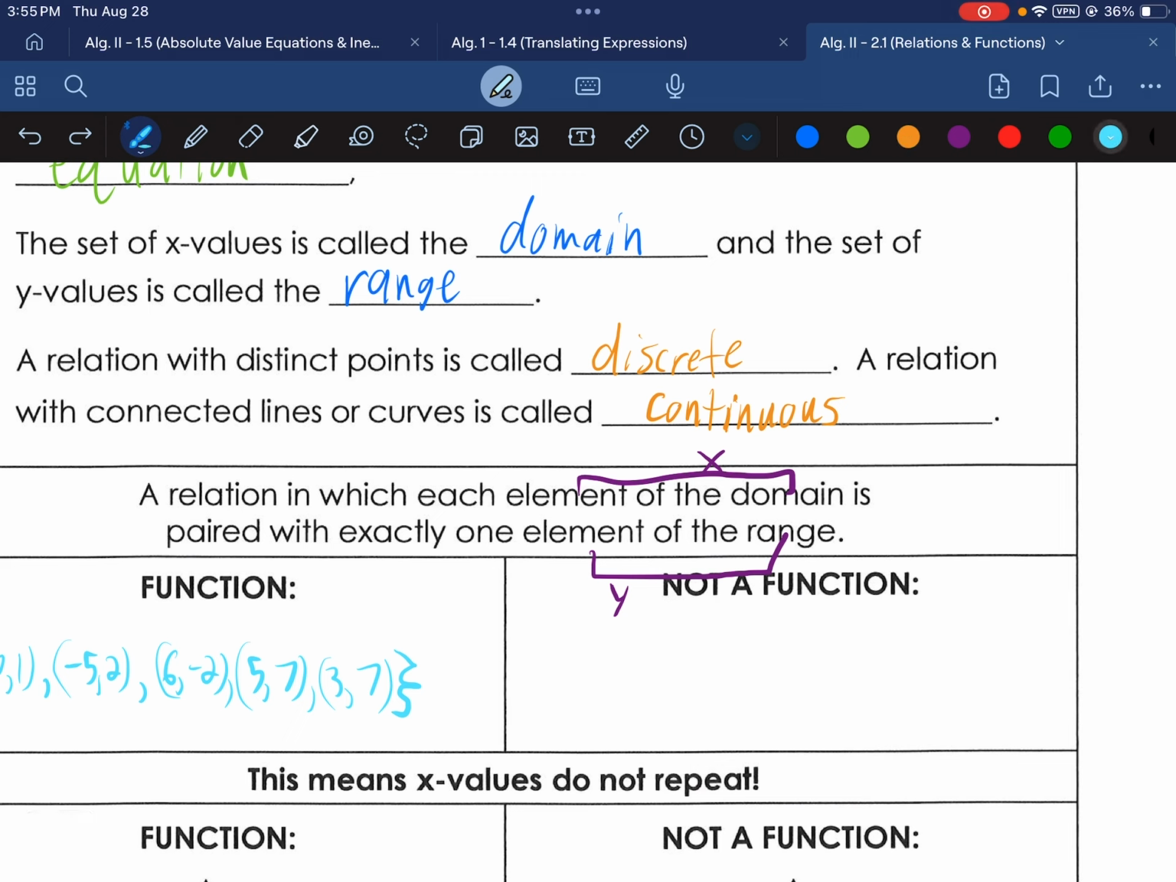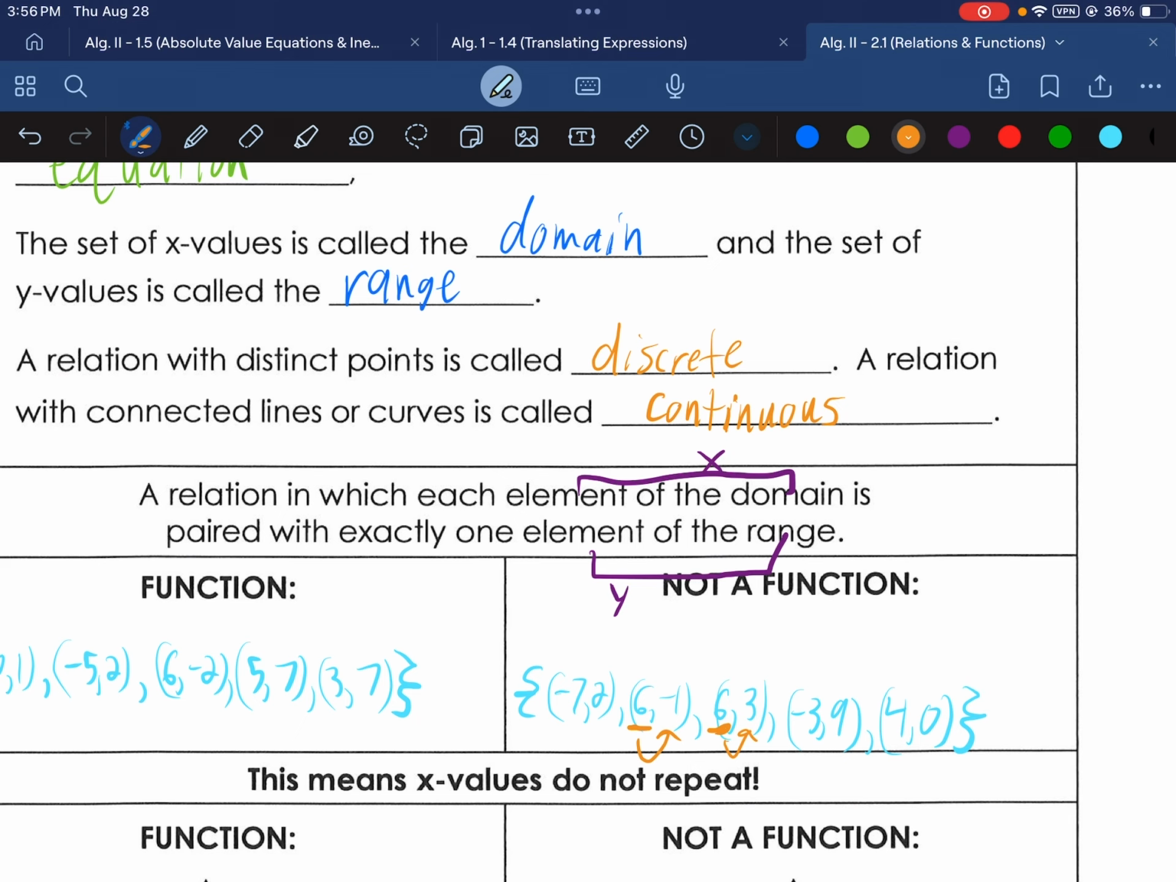Here's a non-example. -7, 2, 6, -1, 6, 3, -3, 9, and 4, 0. And what causes the issue here is that we have 6 repeating there. It goes to both -1 and 3, and that means it is not a function.